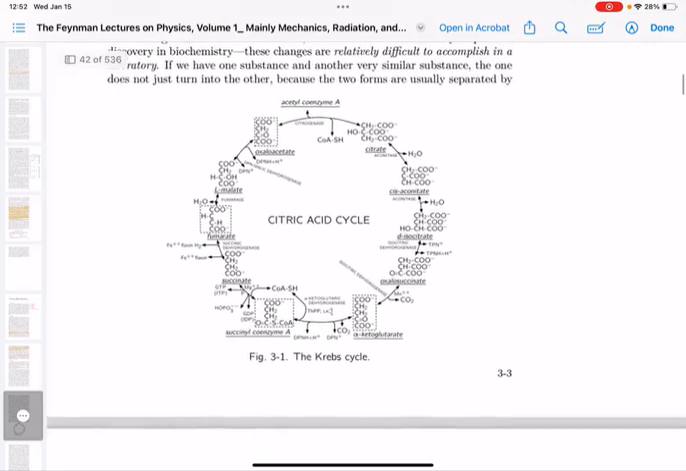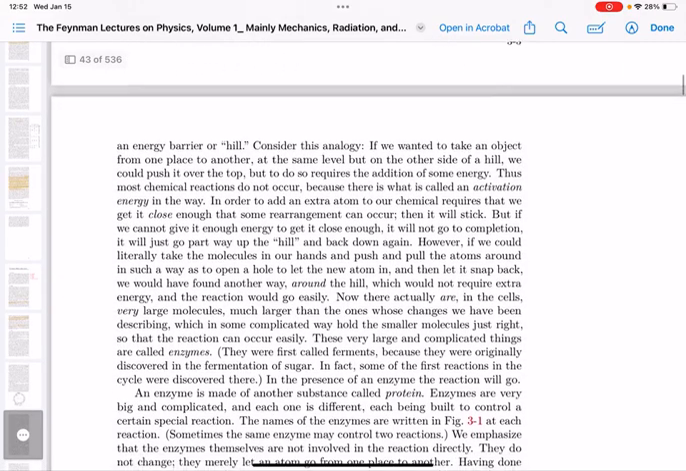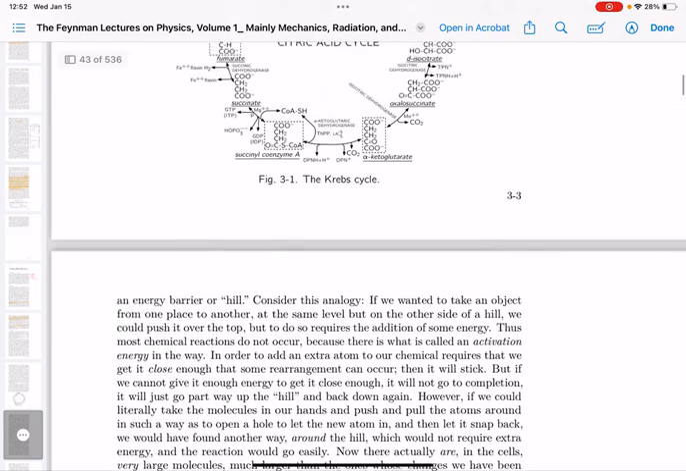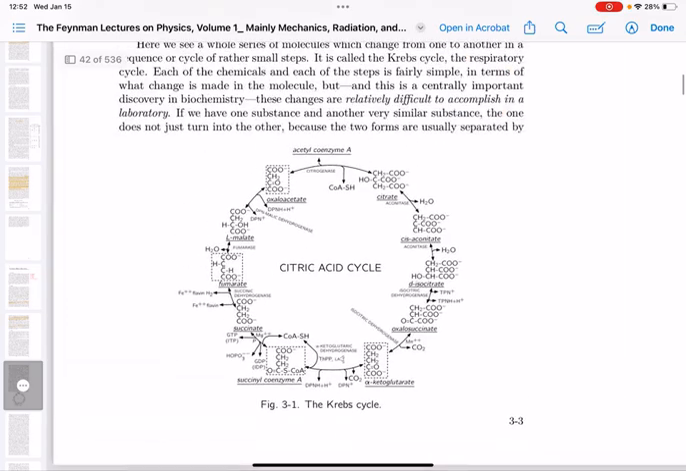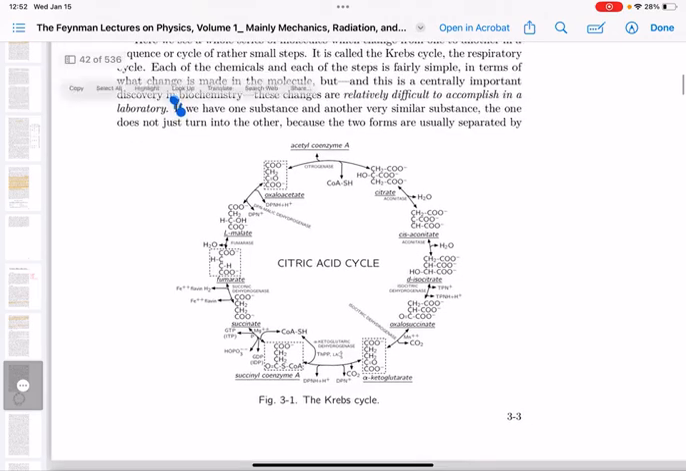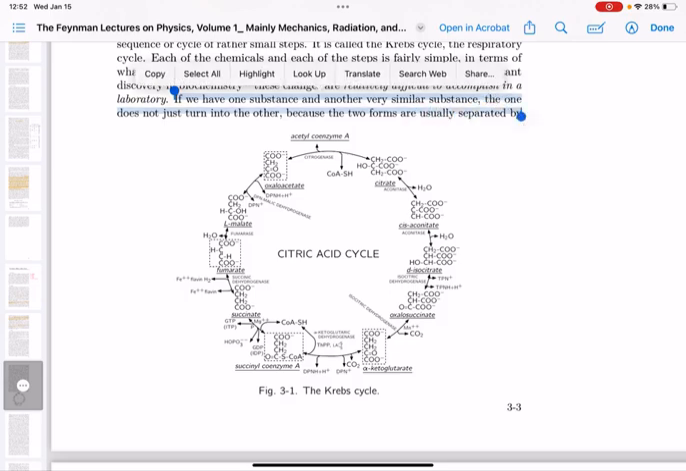I don't know. If we have one substance and another very similar substance, then one does not just turn into the other because the two forms are usually separated by an energy barrier or hill. Whoa, energy barrier. What's that? What? It says if we have one substance and another very similar substance, the one does not just turn into the other because the two. Okay, that makes sense.